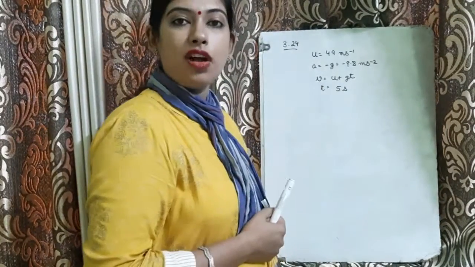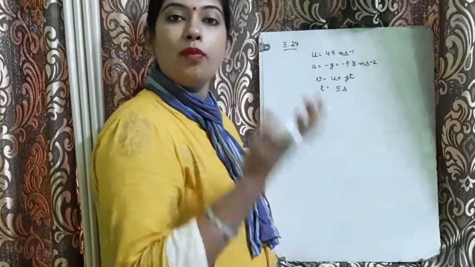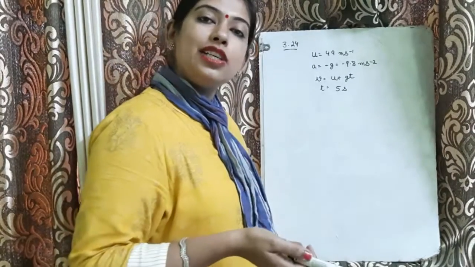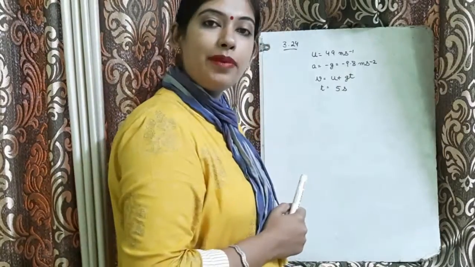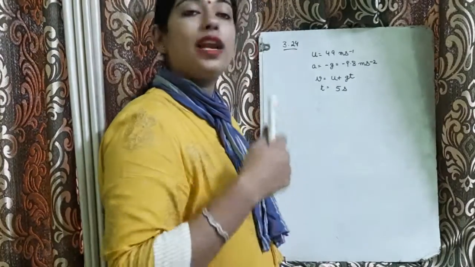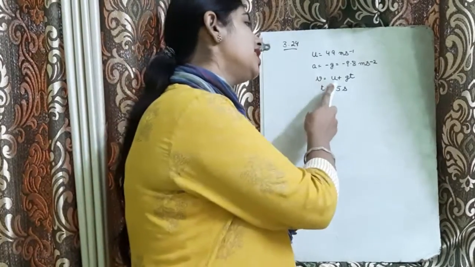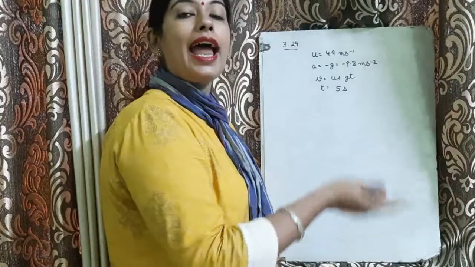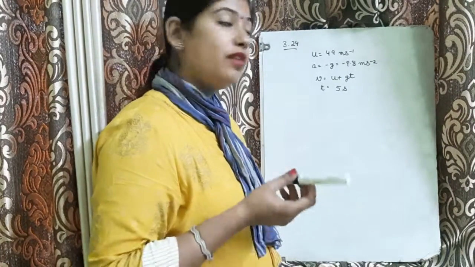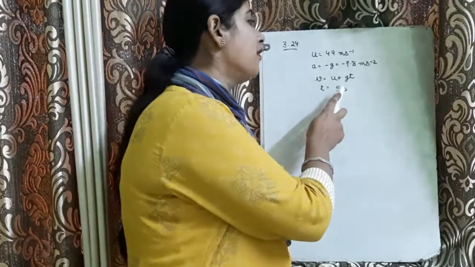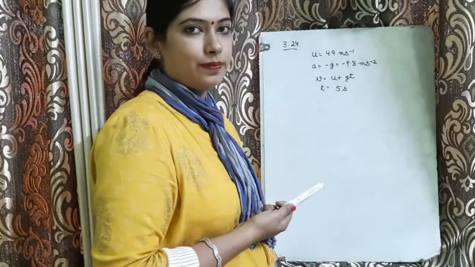Here the initial velocity is 49 meter per second. We have thrown the ball upward, so the acceleration due to gravity will be taken as negative, that is minus 9.8 meter per second square. To calculate the time, we will use the first equation of motion, that is v equal to u plus gt, and when you do the calculations, you will get the time period as 5 seconds. Here the final velocity will be 0.